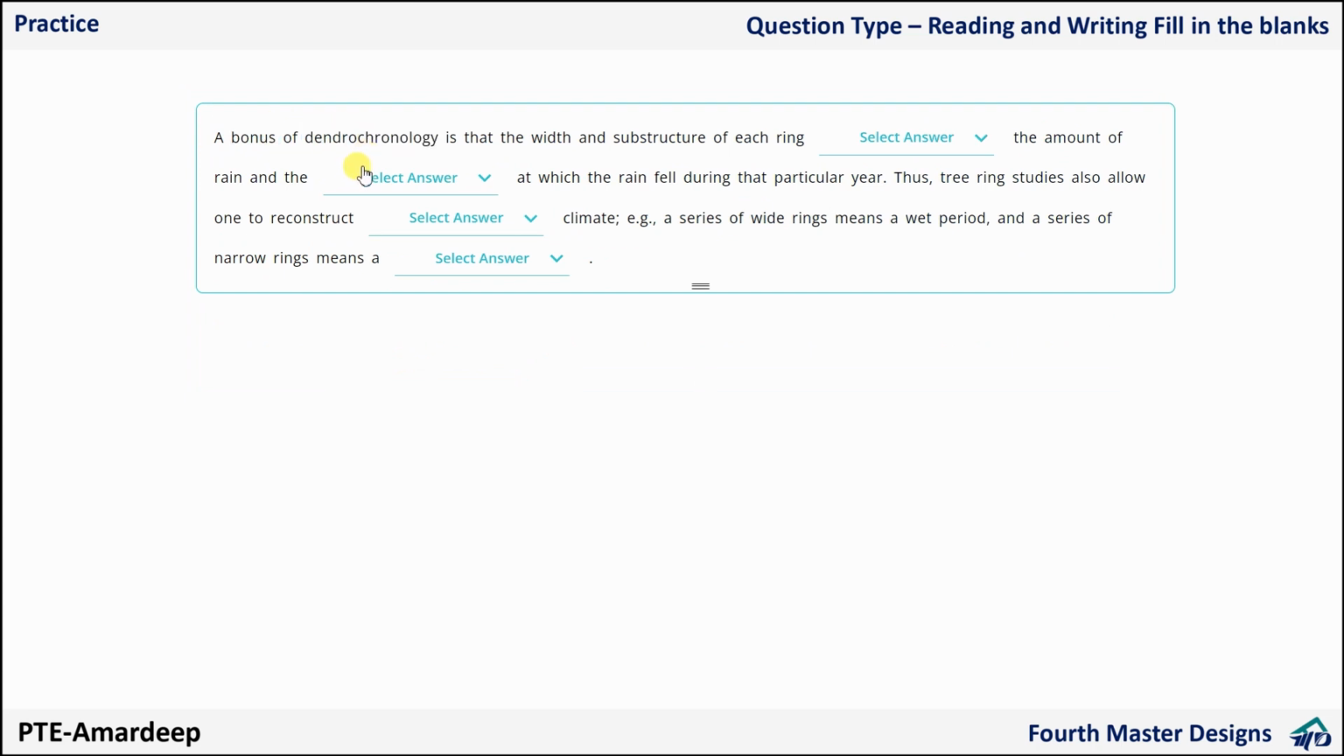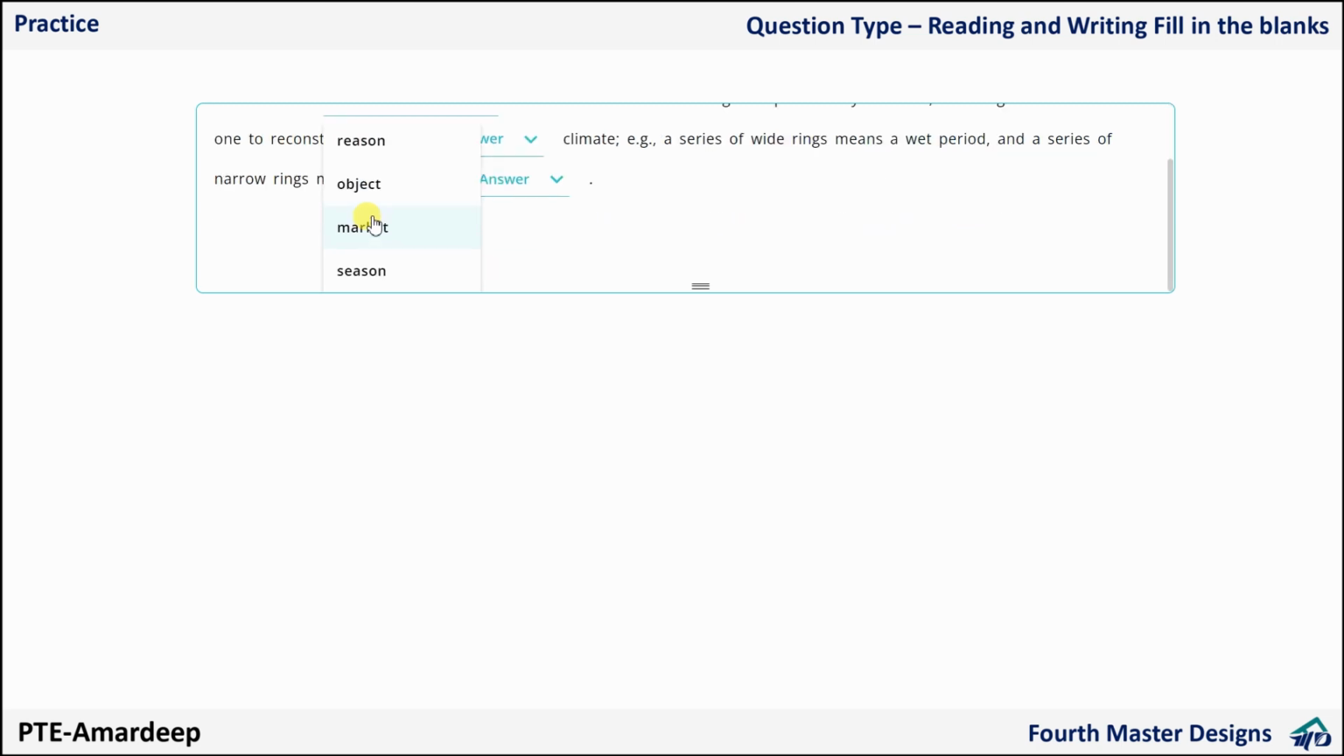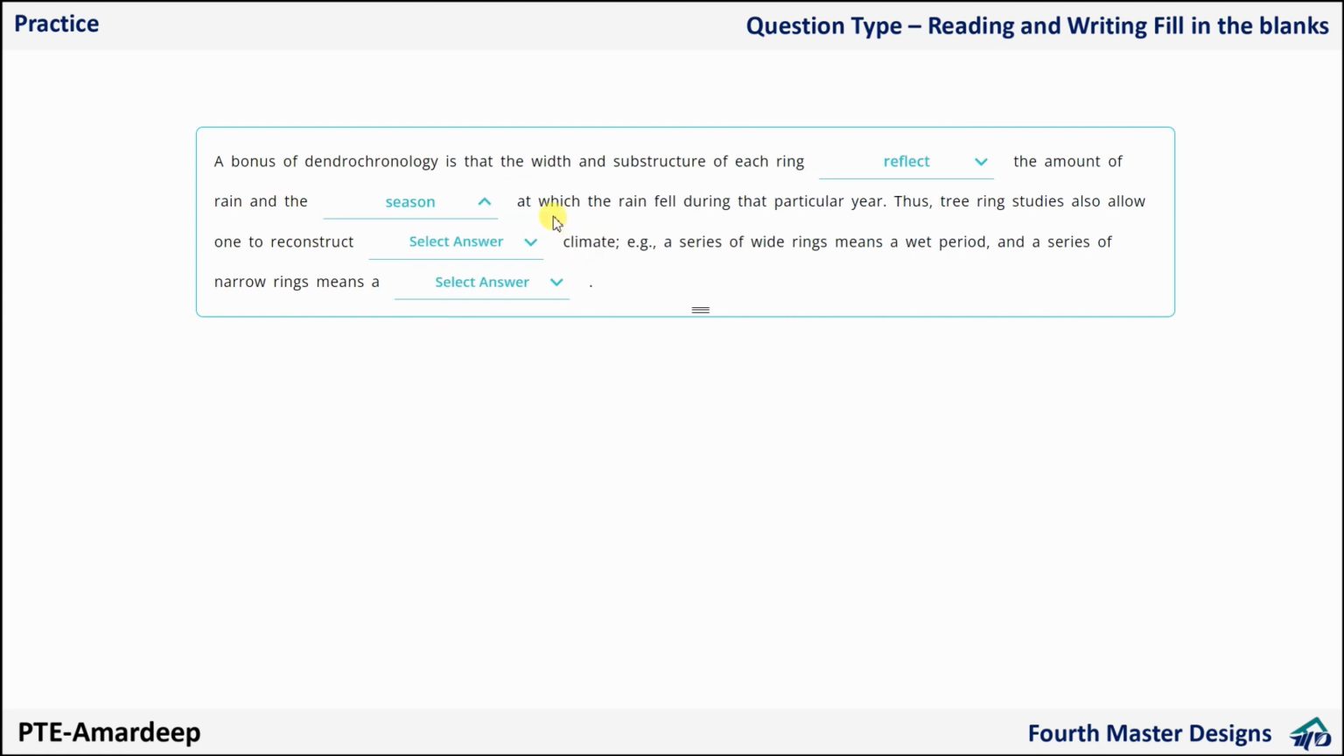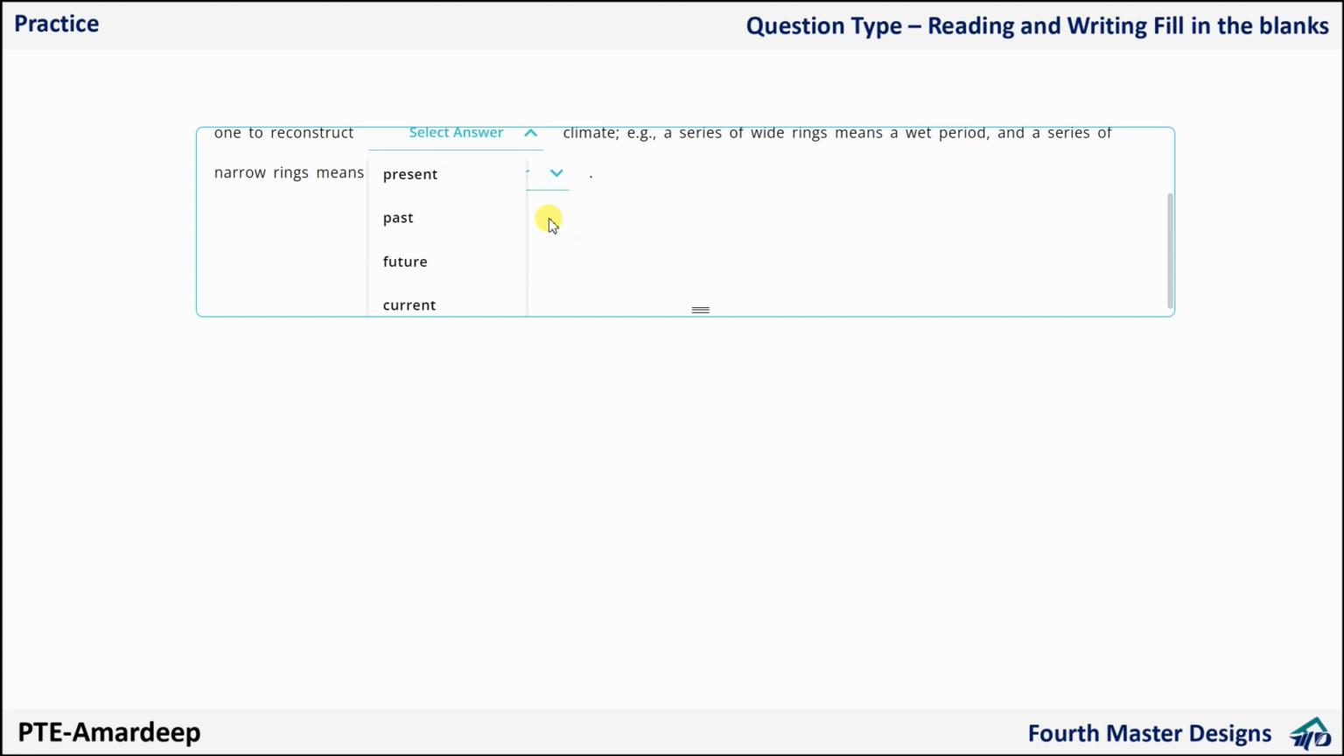Okay. A bonus of dendrochronology is that the width and substructure of each ring dash the amount of rain. Each ring shows, each ring reflects rain. It shows, it reflects the rain and the dash at which rain fell during that particular year. Amount of rain and the speed, the reason, the object. So, we have some more options here. And the reason, object, and the season at which, okay, means you are getting the amount of rain and when it fell down.